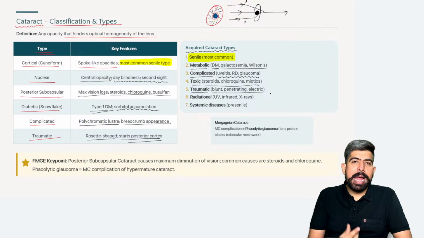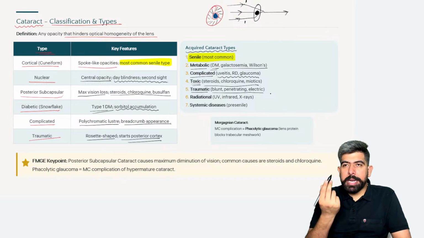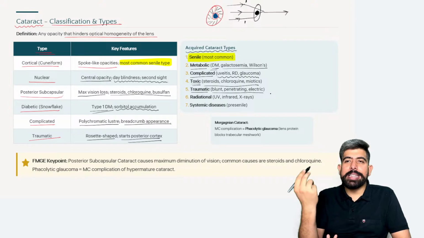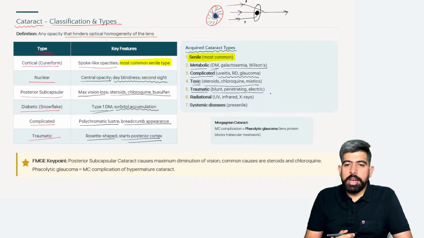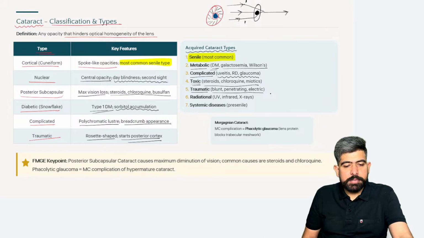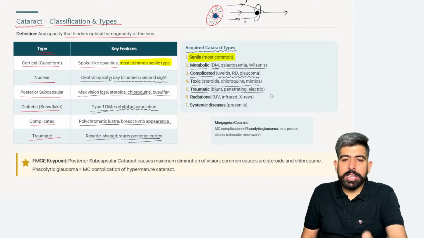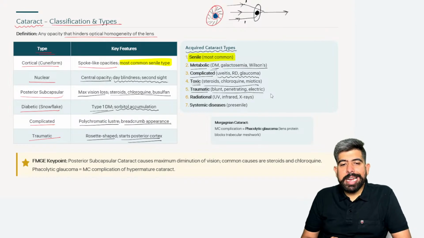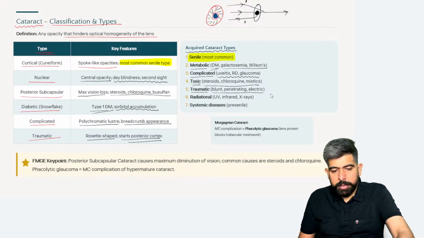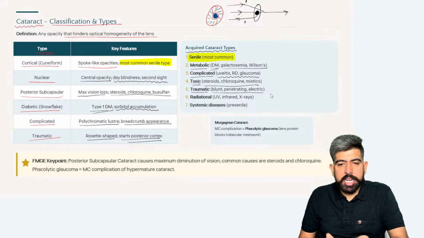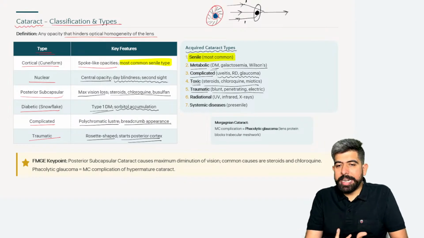The second one is the penetrating. Maybe a pen or a knife or anything can penetrate the cornea, right? This is called penetrating trauma, right? And the last one is electric, related to electric shock, right? So this is the electric trauma. Clear? So these are the three types of your traumatic cataract.